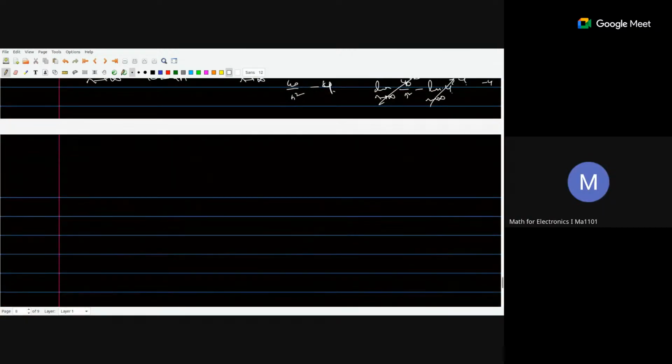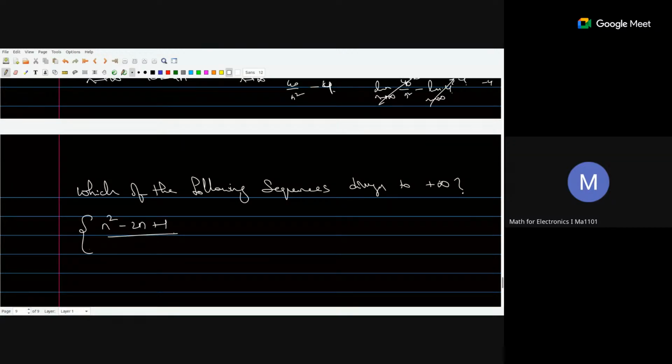Next is 3.3. You said, which of the following sequences diverges to plus infinite? So these are the sequences. Now I want input from the other fellow mates in the session. Maybe you can discuss the fourth one. Maybe this one we can see.